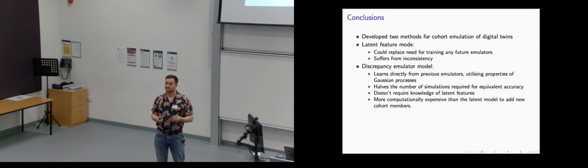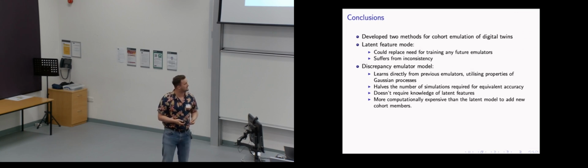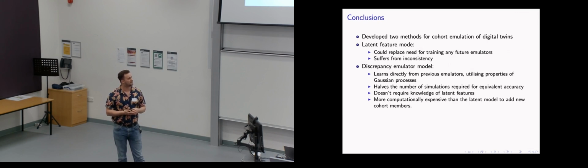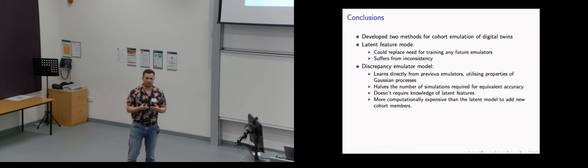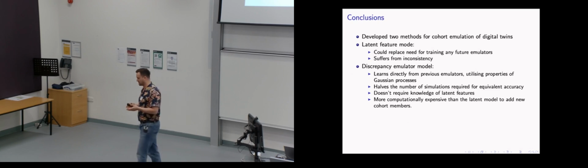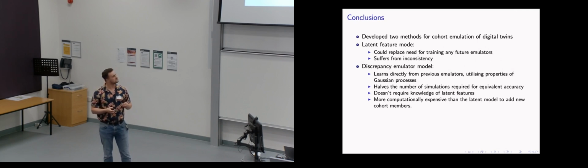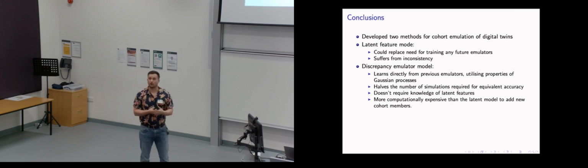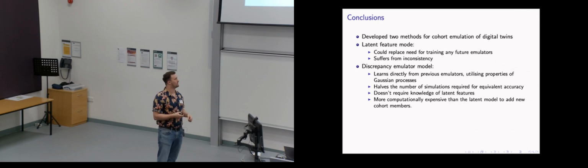I have sped through this, but it's the last talk, so I'm hoping you're all happy about brevity. So we've developed and tested two simple methods for cohort emulations of digital twins. We had this latent feature model, which I've mistyped, but we were hoping that it might replace the need for training any future emulators. And there's potentially a bit of joy in that if we can work out what's going wrong in Mesh 4. We'll have to go there, but like I say, it suffers from some inconsistency. And it also requires you to know what those latent features are and have some expression for them.